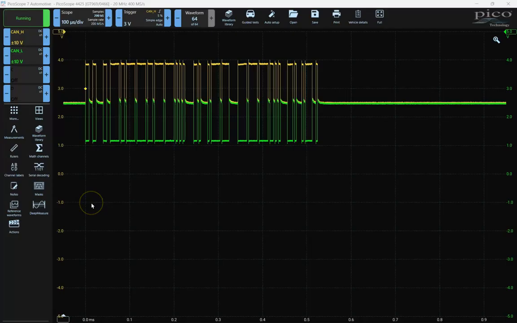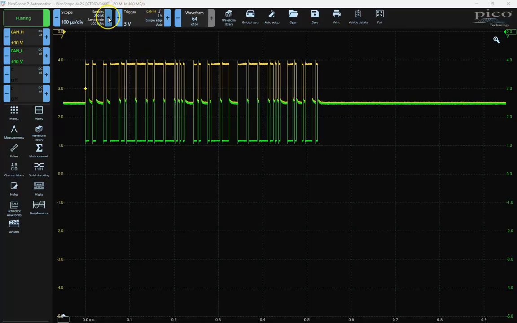Here, each division of the time axis is 100 microseconds per division. A microsecond is a millionth of a second, so each of these is 100 microseconds. Therefore, this entire CAN message takes about 530 microseconds to transmit at 250K baud.